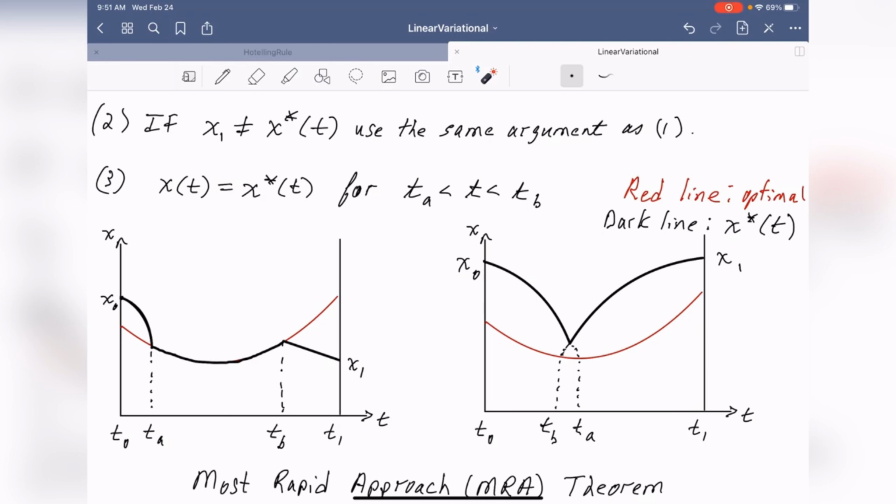Now, the other possibility that you have is that x0 is fairly high compared to where we want it to be.